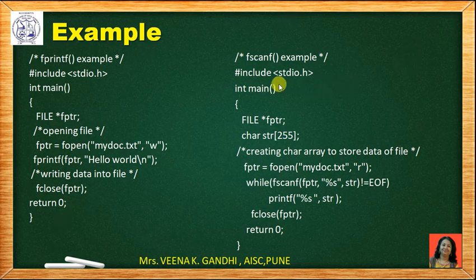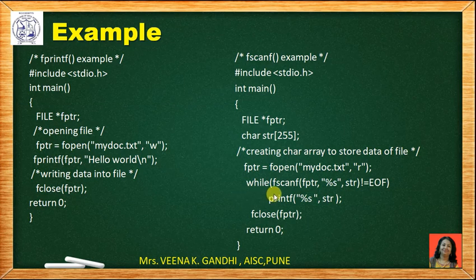Let us see an example of fscanf. In the main function, again declare the file pointer, FILE *fptr, then declare a character array str. Open the file now in read mode. So fopen my.txt in read mode r. It returns the file pointer fptr.